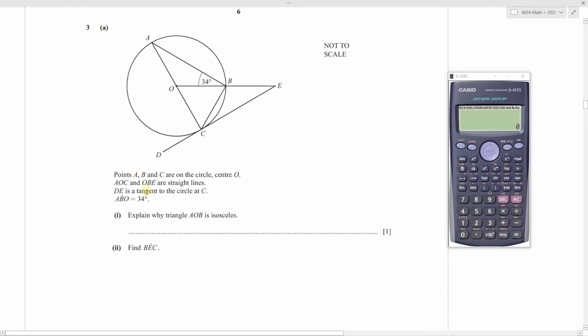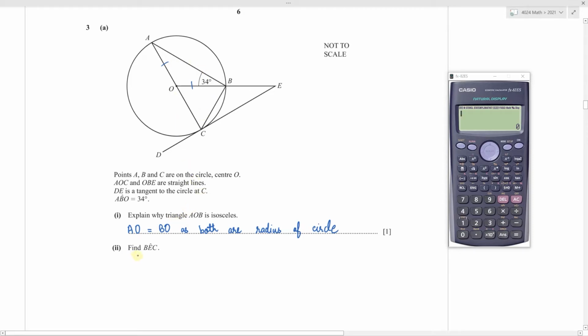Question number 3, part A. You're given points A, B, C on a circle. These are straight lines, and this is a tangent, and this angle is 34. Explain why triangle AOB is isosceles. So this length is equal to this length. You can say AO equals BO as both are radii of the circle. So two lengths are the same, so this is an isosceles triangle.